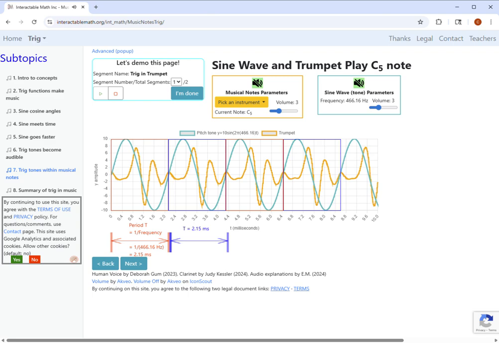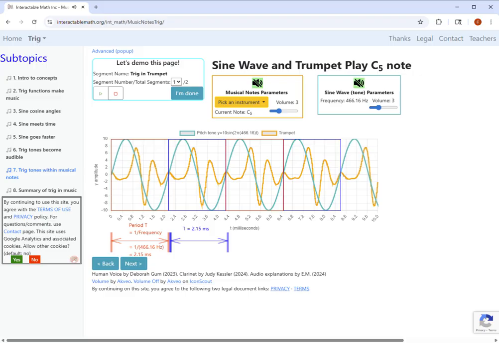The C5 note is 466.16 Hz for instruments in the B-flat family, and this sine wave perfect pitch tone is plotted for you in aqua. The orange signal comes from parsing the MP3 file of the trumpet player playing the C5 note and plotting it on top of the perfect pitch sine wave.